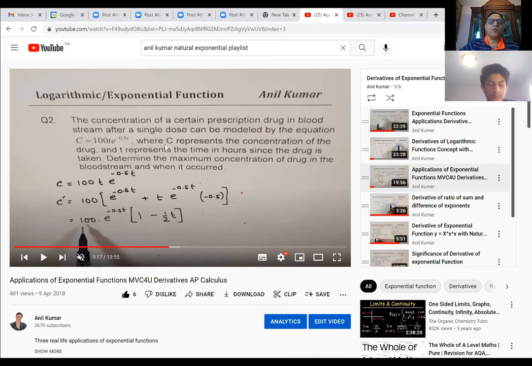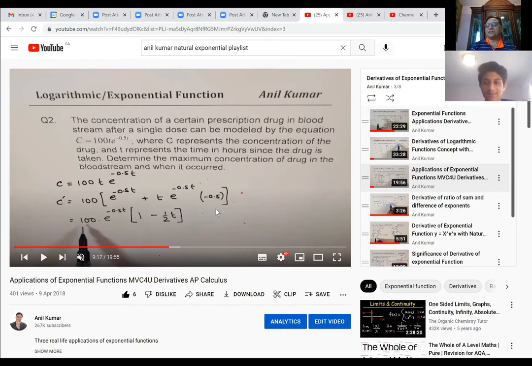This says where C represents concentration of the drug, determine the maximum concentration of the drug in the bloodstream and when it occurs. Now, to find the maximum, you can also do the second derivative. Do you know how the second derivative will help you to understand that this is a maximum? Yes, sir. When we equate the f prime of x to 0, and get that critical number, if the second derivative is a negative number, then we know that it's a maximum, and positive would be a minimum. Perfect.